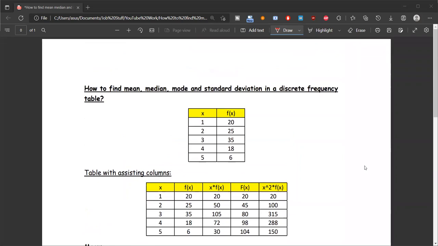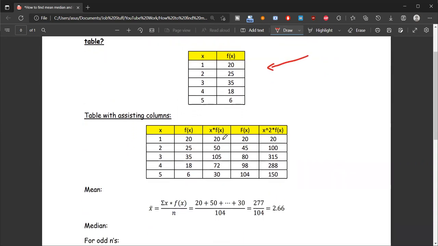Okay, so today we'll talk about how to find the mean, mode, standard deviation, and median in a discrete frequency table. So basically, generally, this is what we get at the beginning. We have x values and we have frequency. So to start with, we're going to add three columns. One would be the multiplication of x and f of x.